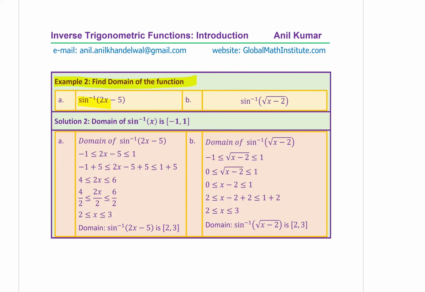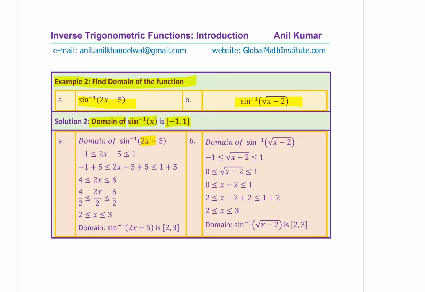So I've taken two sine inverse functions, sine inverse of 2x minus 5 and sine inverse of square root of x minus 2. How do we solve such questions? Here is a very simple strategy. You know that the domain of sine inverse x is within minus 1 and plus 1, both included, right? So we'll begin from there.